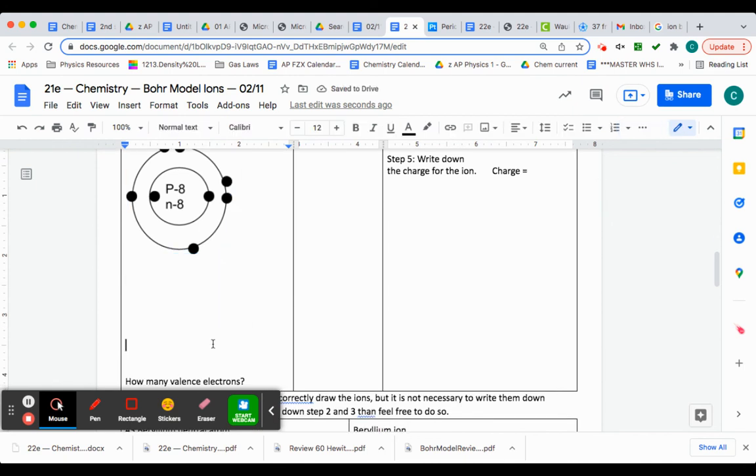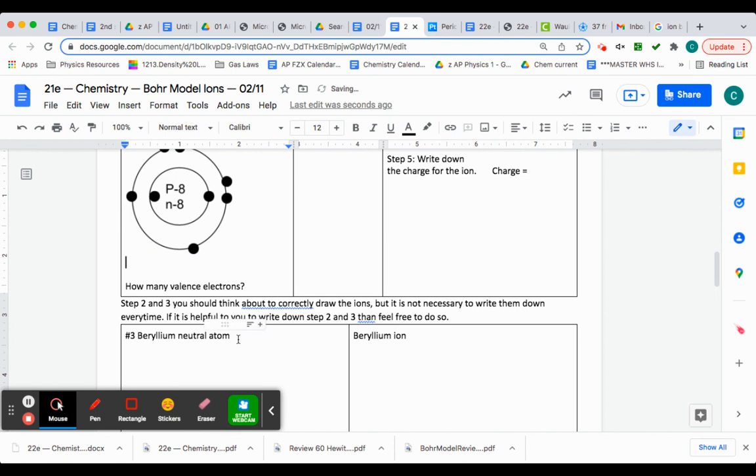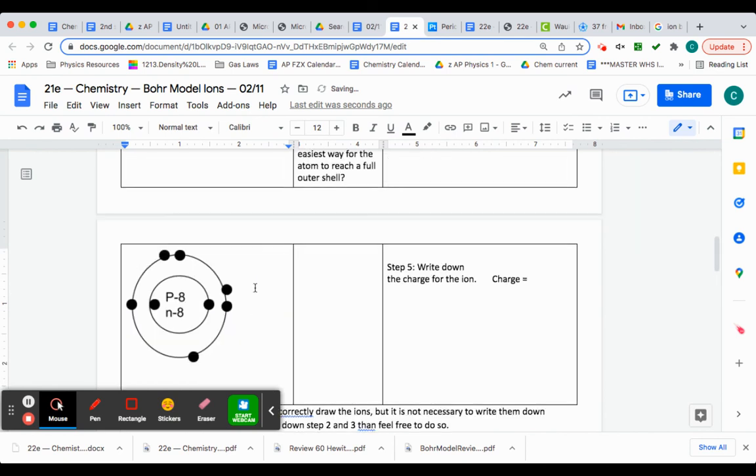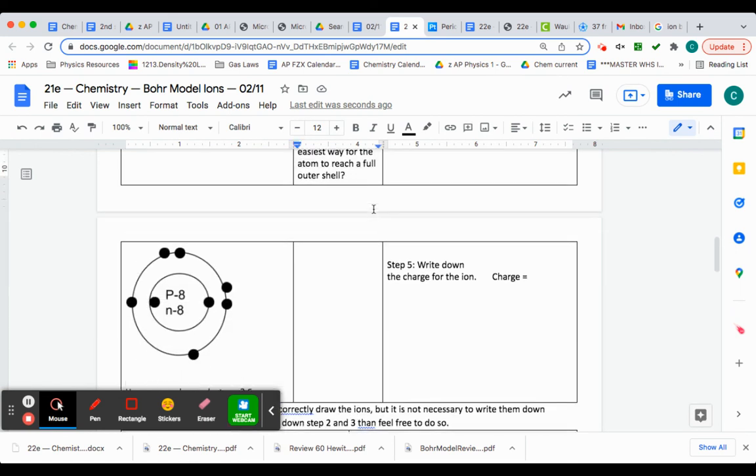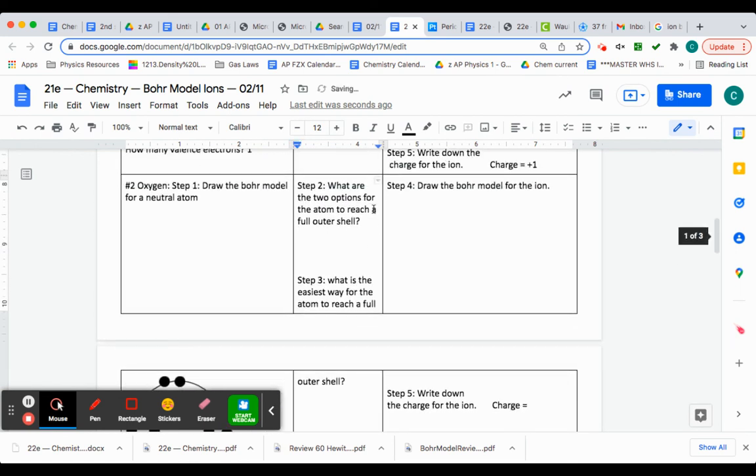So how many valence electrons are there? I count how many are in the outside. There are 6. And then what are my 2 options to reach a full outer shell? Well, I'm at 6, so I can either gain 2 electrons or I could lose 6 electrons. Those are my 2 options. What's the easier way? Gaining 2, because only 2 things are changing there.